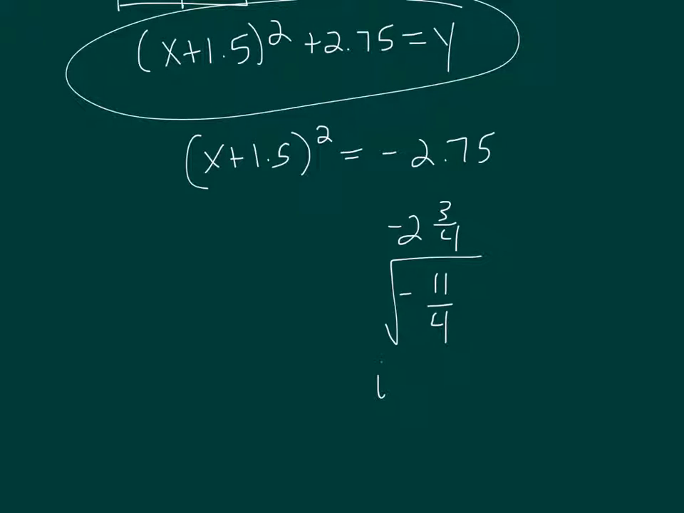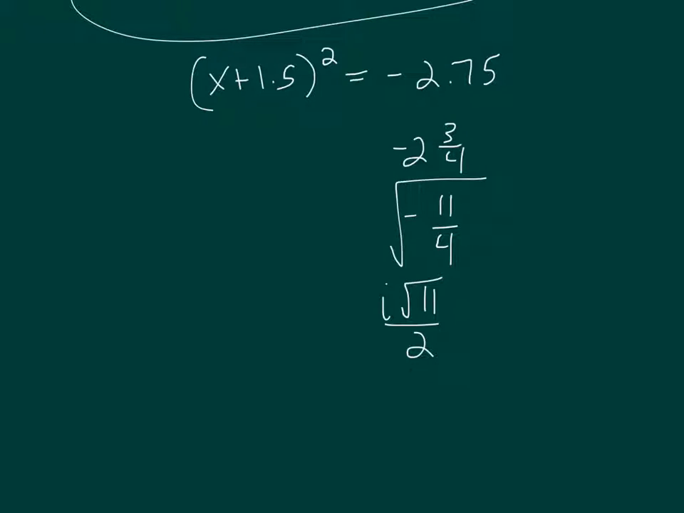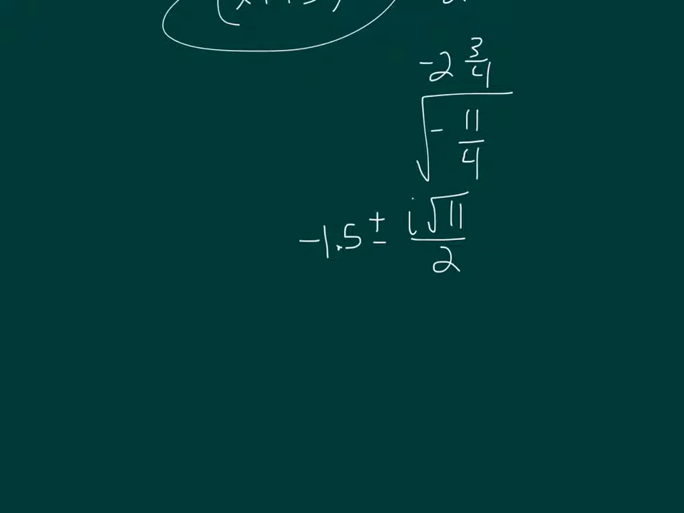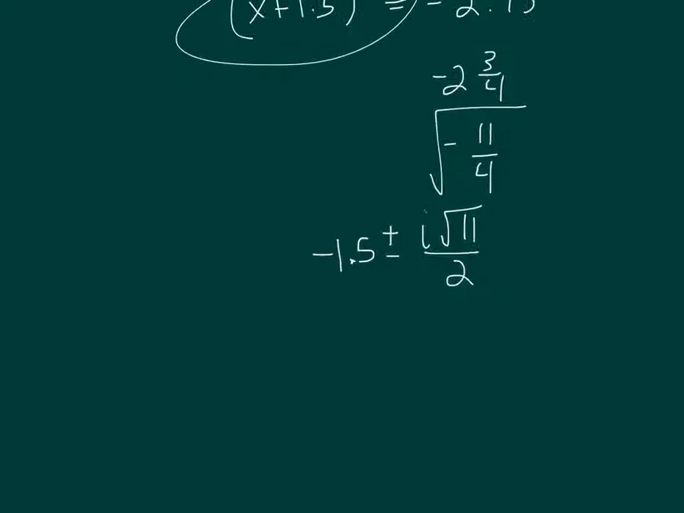So it would be i square root of 11 over 2. But if it wasn't 4, if it was like 2 or something, the thing that's going to get them is having to rationalize the denominator. So then that's after we square root, so that would be x plus 1 1/2, so subtract from both sides. Negative 1 1/2 plus or minus i square root of 11 over 2, which, again, I don't know. I can't decide which method's easier.